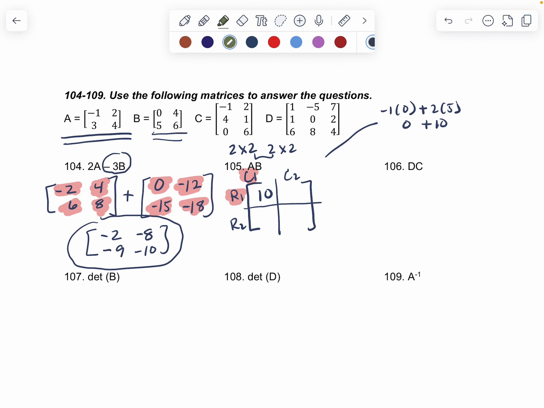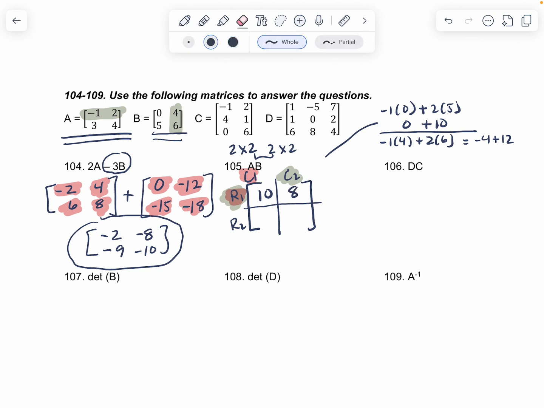You're now looking at row 1 and column 2. So you're going to look at row 1 of matrix A and column 2 of matrix B. When you're multiplying that out, we're going to have -1 times 4 plus 2 times 6. So that's going to be -4 plus 12, which is going to give you 8. Now looking at the next one, let me erase this again.